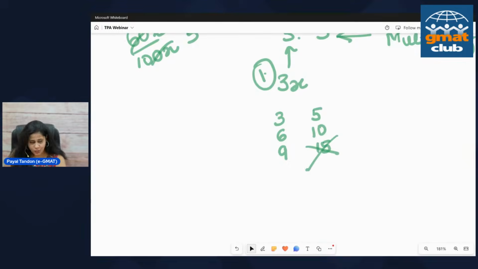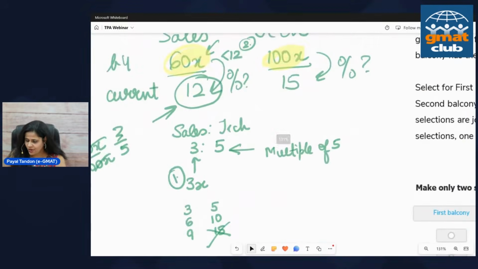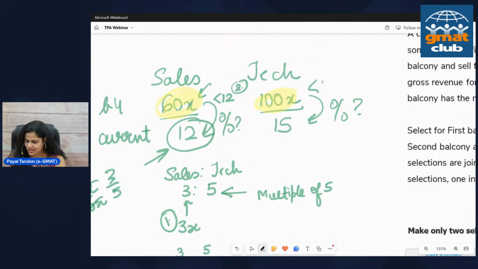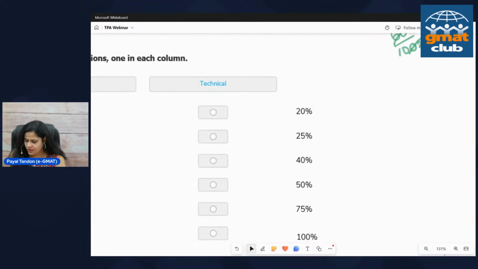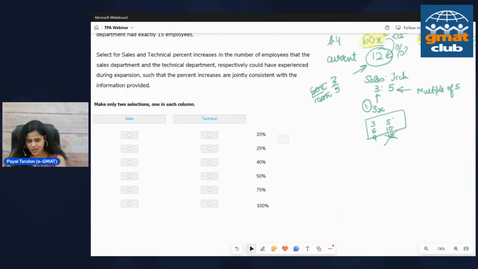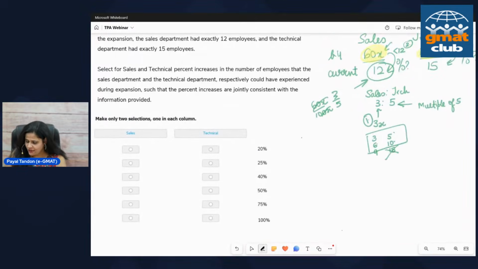But 15 is not possible. Why? Because the number earlier needs to be less than 15, right? Which means that the only two possible combinations are 3, 5 or 6, 10. So now you simply see which ones are going to match. Now, if sales earlier was 3 and now it's 12, this is a much larger percent increase, whereas over here you're maxing out at 100%, which means that this combination is not possible.